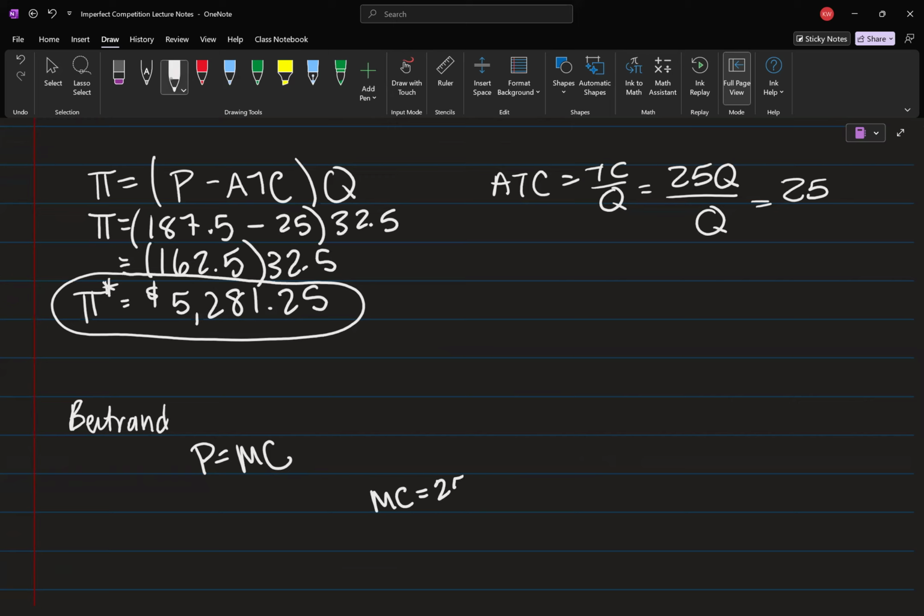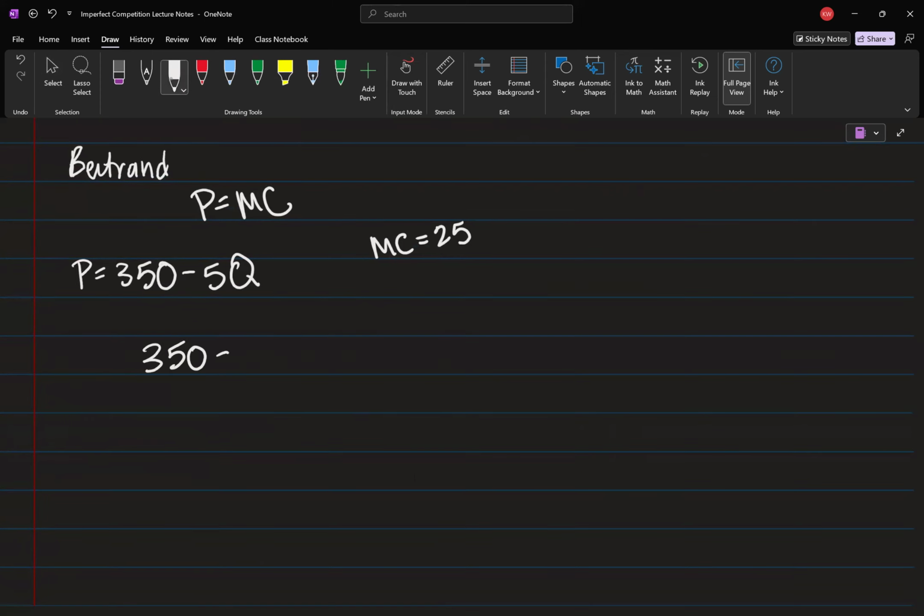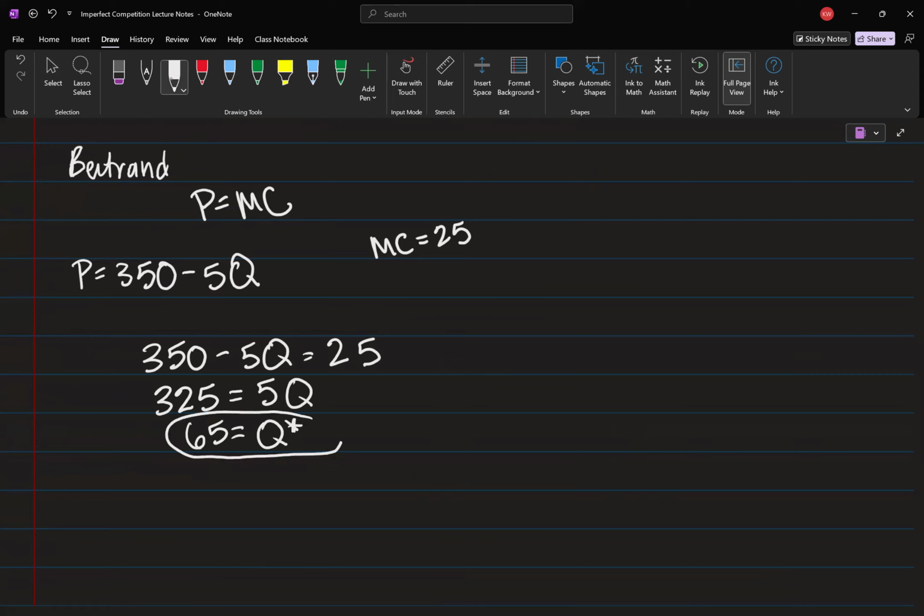So what we can go ahead and do, since we've already found that the firm's marginal cost is the same across the two and it's constant at 25, and we're given their demand equation of price equal to 350 minus 5 times Q, we can go ahead and just set price equal to marginal cost and solve for output. So price equal to marginal cost is going to get us 350 minus 5Q equal to 25. We're going to subtract 25 from both sides and add 5Q to both sides. So we get 325 equal to 5Q. Dividing each side by 5 gives us output of 65 units in this market.